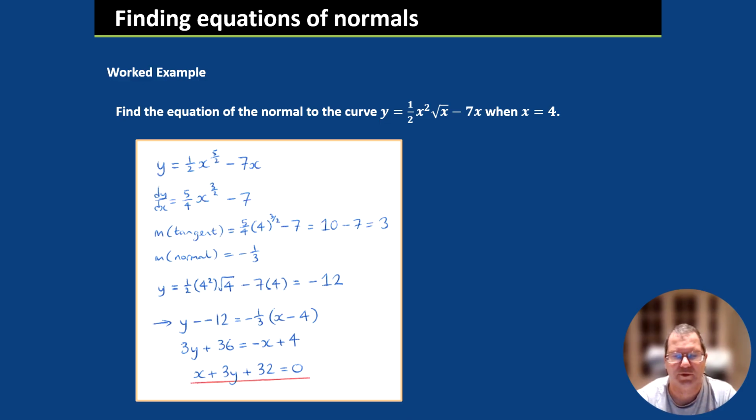Y take away negative 12 is the same as y plus 12. So I've multiplied by 3 to get 3y plus 36, and then minus x plus 4 on the right. And I've just decided to make the right-hand side 0. So I've added the x, I've taken away 4, and I've got x plus 3y plus 32 is 0. You will normally be asked what form they want you to write your final answer in.